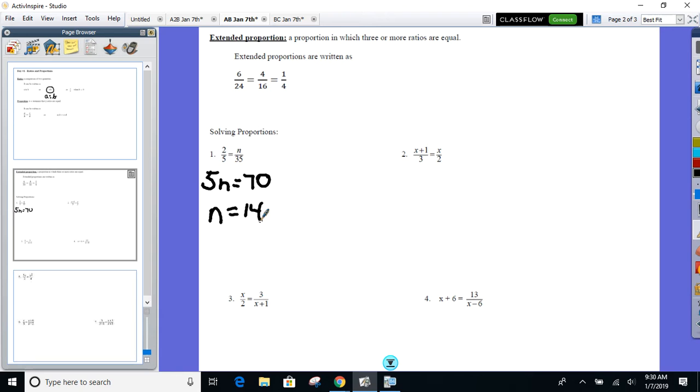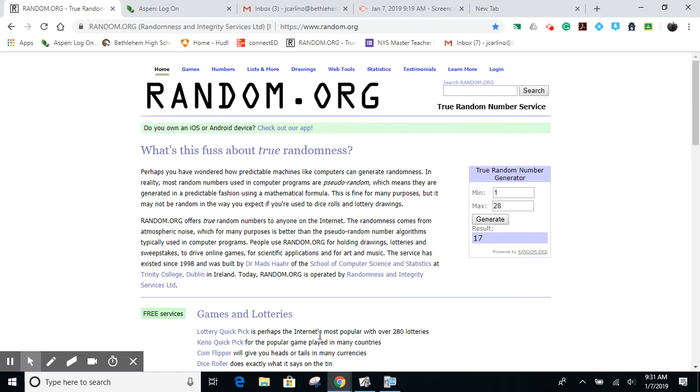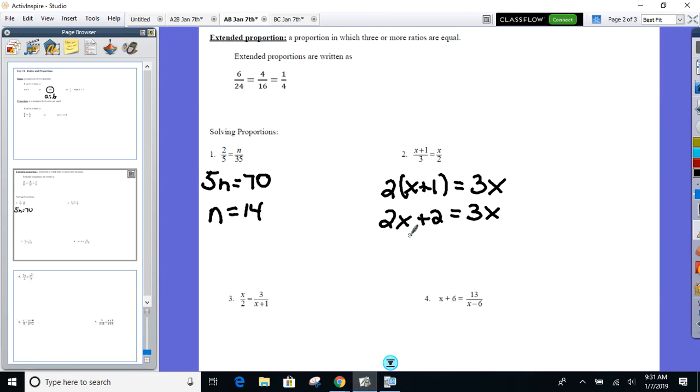Quick question. When you take the 2 and multiply it by x plus 1, what do you have to do there? Distribute the 2. Yeah, so 2 times x plus 1 equals 3x. Go ahead and distribute the 2. So 2x plus 2 equals 3x. Hopefully you guys move the 2x over. And when you're ready, what do you have for the value of x? Number 1, value of x, 2. Any issues there with you guys?